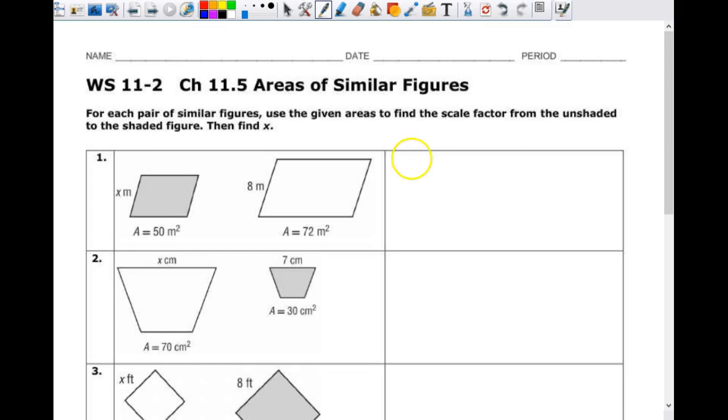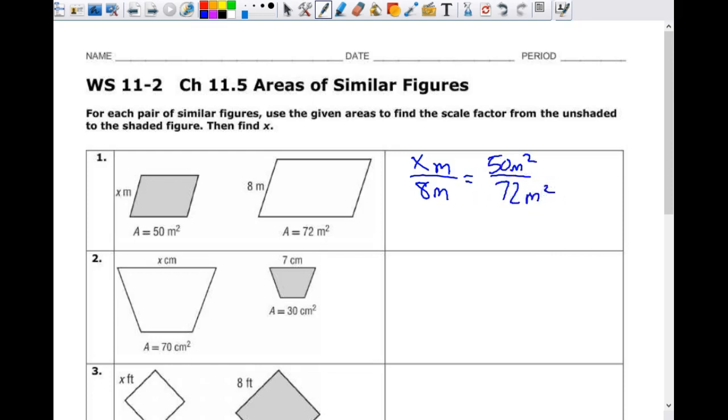We have x centimeters. Oh, I think it's just meters. X meters over, how many on this side? 8 meters is equal to area, which is going to be 50 meters squared over 72.